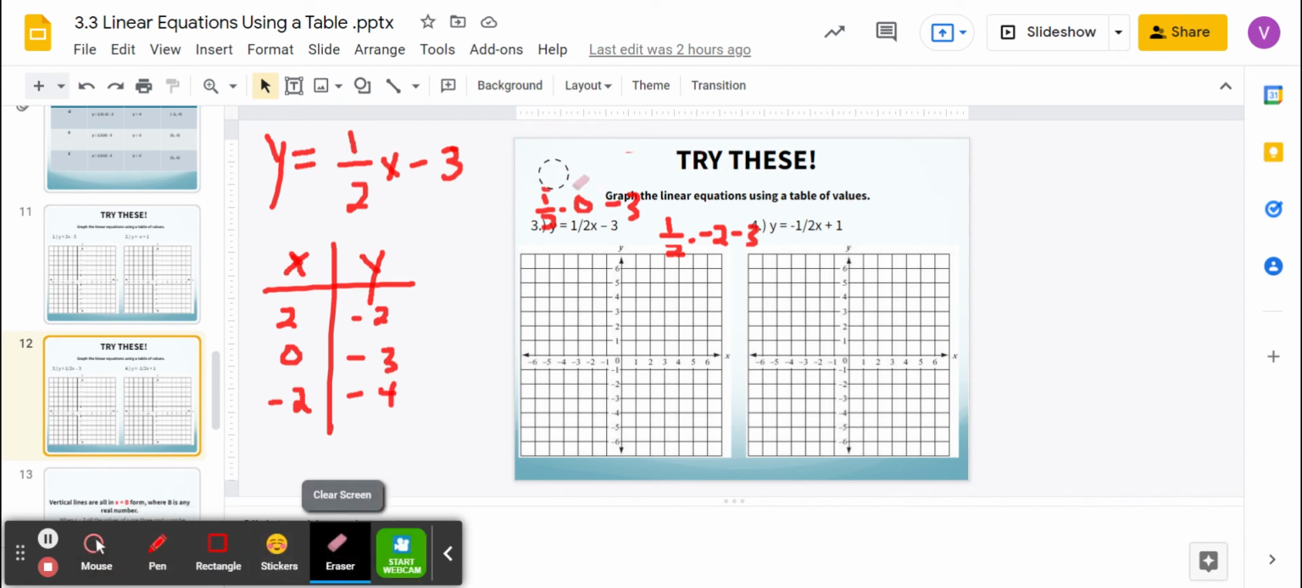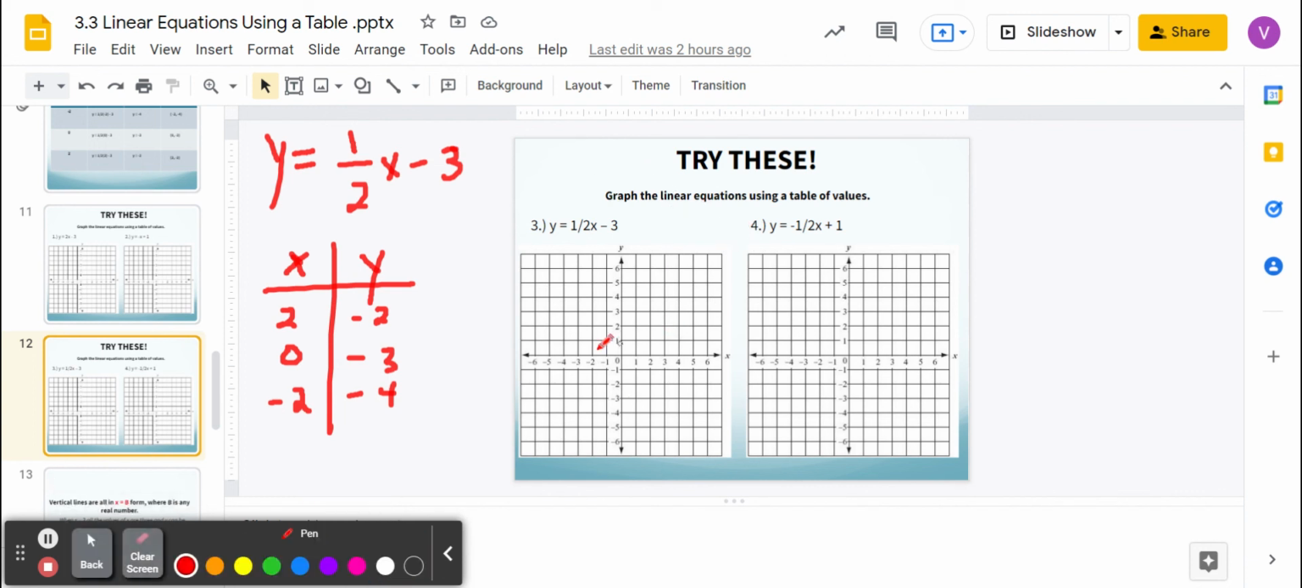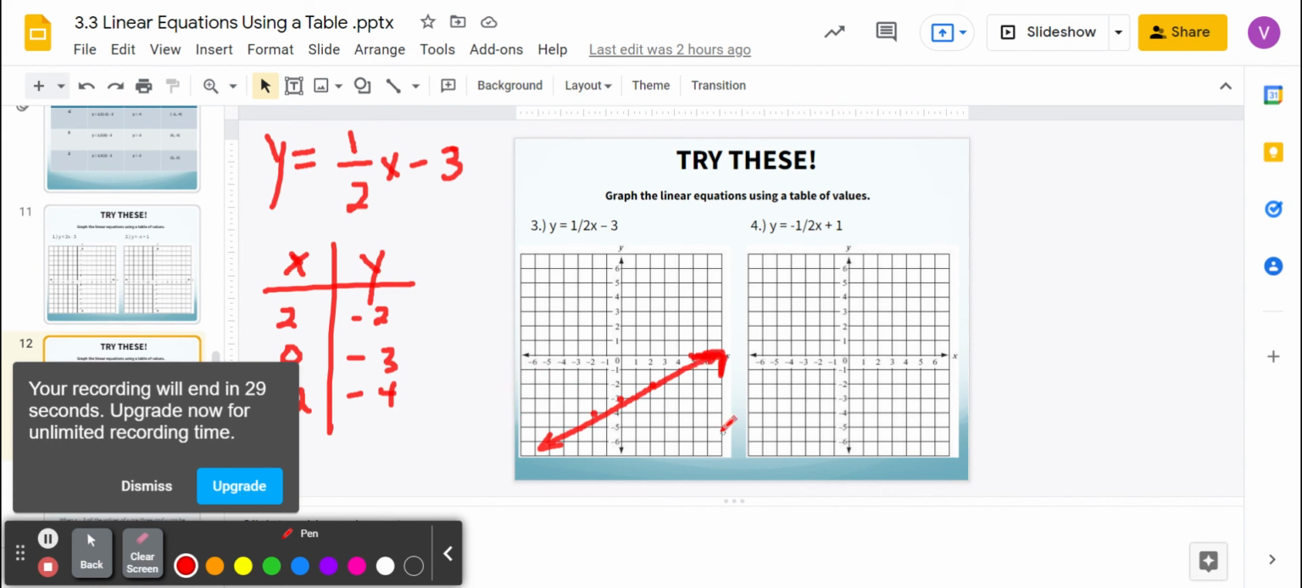All right, so now I have these 3 simple points. I'm able to plot them: 2, -2, 0, -3, and -2, -4. Again, try your best to connect all 3. And you want to extend your lines to make sure that they're going through the entire graph, and ensure that your graph has arrows on the end of it, signifying that it's going on infinitely. All right, so that's pretty much it for this lesson.